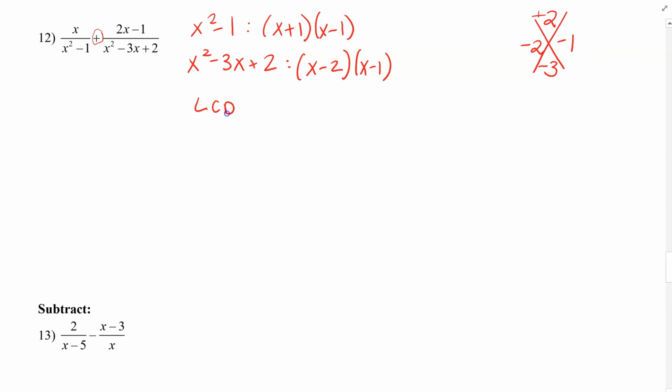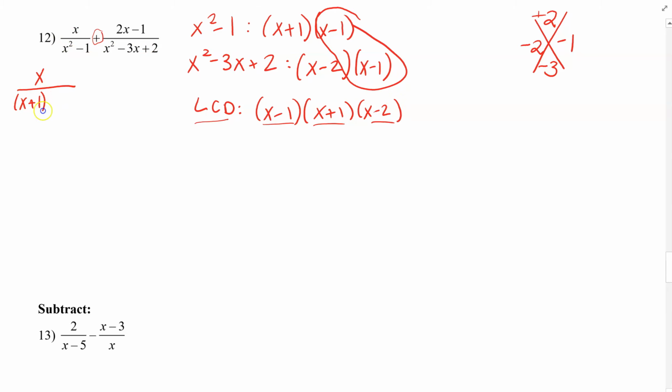So when I go to find the LCD, I start with the common factor. They both have a factor of x minus 1, but then I still need to list the remaining factors. So there's an x plus 1 and then also an x minus 2. So my LCD has 3 distinct factors in it, and so what I need to do is make sure each of these denominators end up with those same 3 factors. So first I'm going to just rewrite the fractions with the denominators in factored form. And again, I do that just so I can easily see what I need to multiply to each fraction.